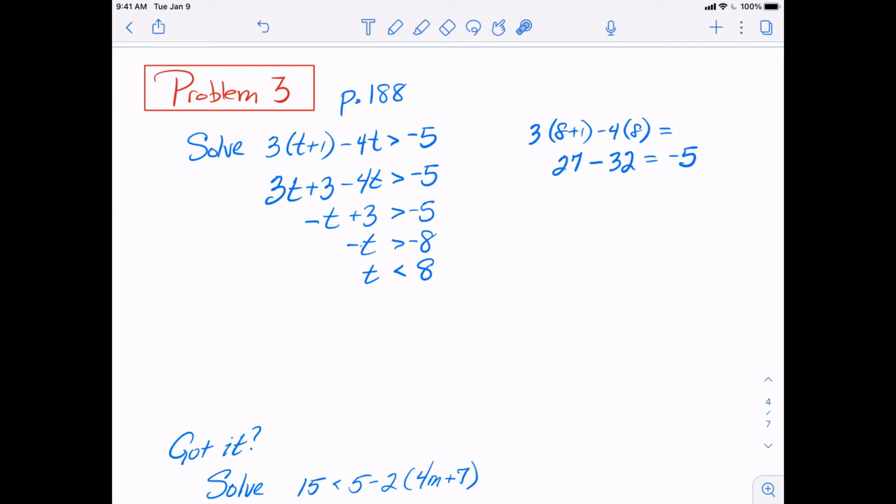So we'll have 3 times 0 plus 1 minus 4 times 0 is greater than negative 5. This first part would be 3 times 1, so that's 3. Minus 4 times 0 is just 0, so minus 0 is greater than negative 5. So this is 3 is greater than negative 5, and that works out.